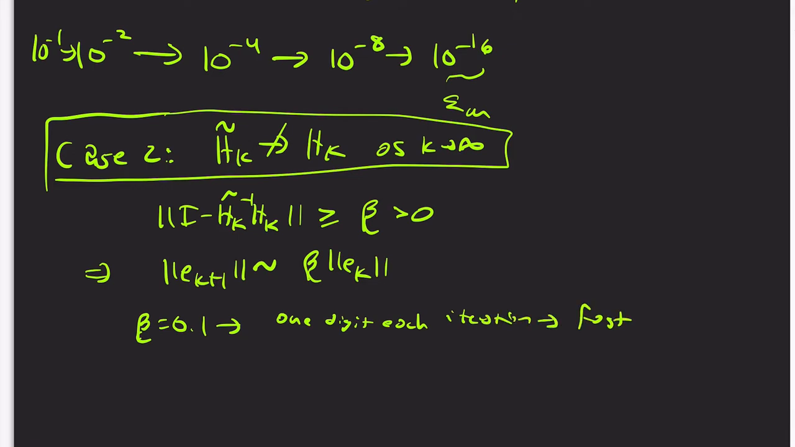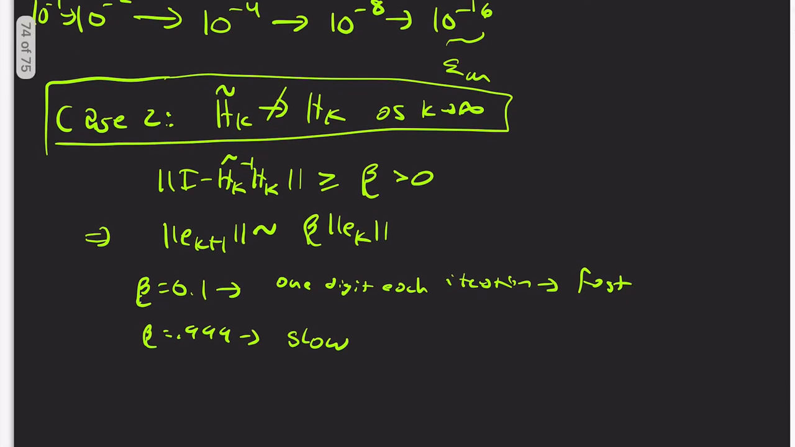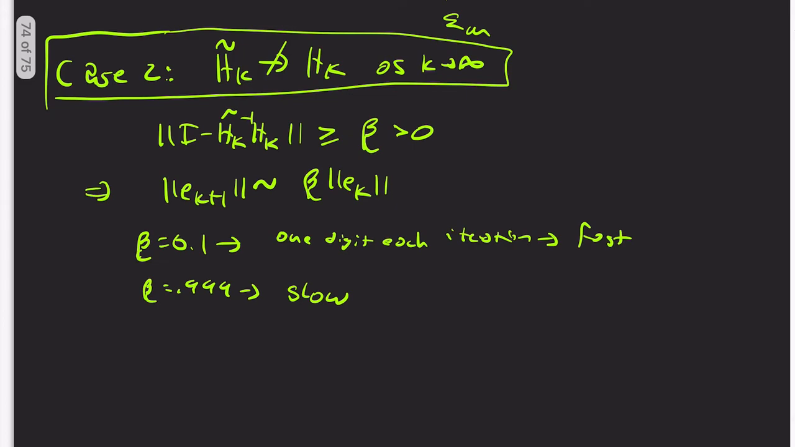If beta is, say, 0.1, you get 1 digit of accuracy. And that's fast. But if beta is 0.999, that's really, really slow. So, this has to be less than 1, right? That norm has to be less than 1 because otherwise you don't necessarily get convergence at all.